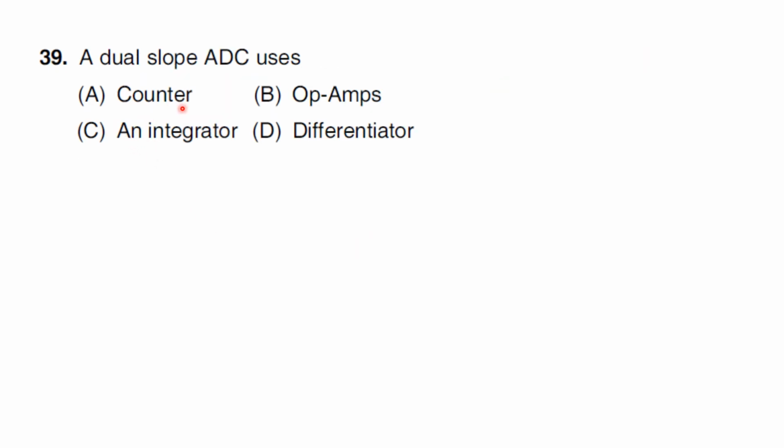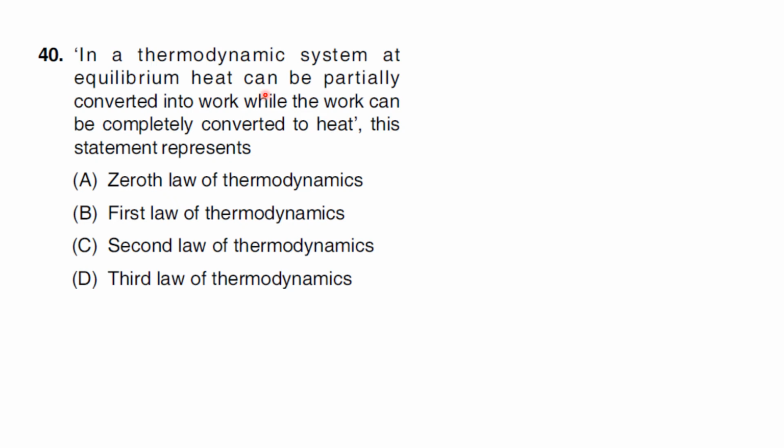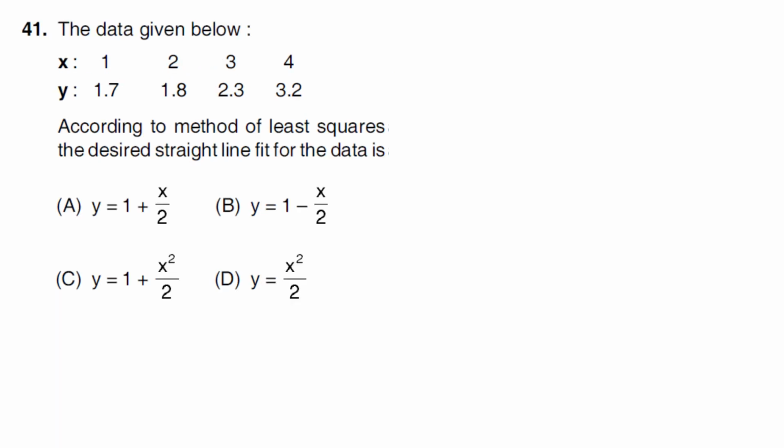A dual slope ADC, analog to digital converter, uses, so it is a direct question, an integrator. In a thermodynamic system at equilibrium, heat can be partially converted into work, while work can be completely converted into heat. This statement represents the second law of thermodynamics.